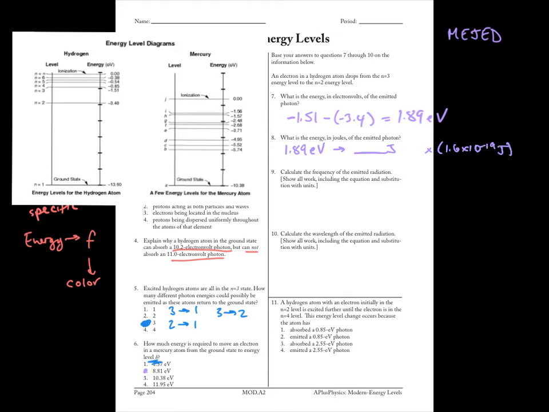So you multiply by that number, 1.89 times 1.6 times 10 to the negative 19, to get 3.024 times 10 to the negative 19 joules. Now we're going to use the joules to find the frequency with E equals hf. Don't forget to show units. Frequency will then be equal to what?